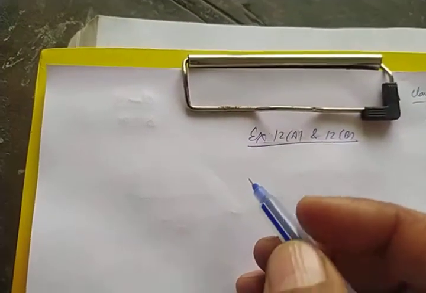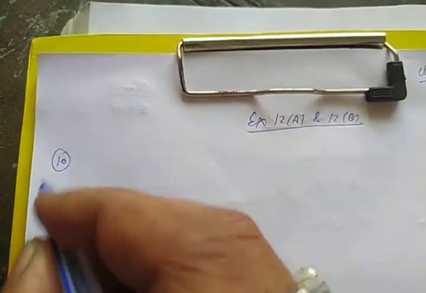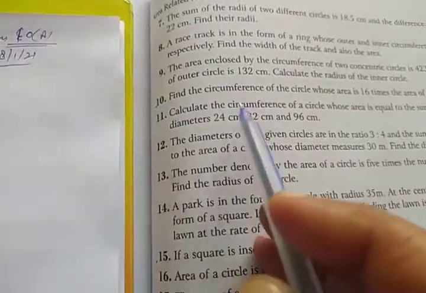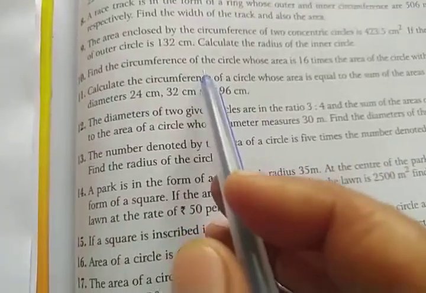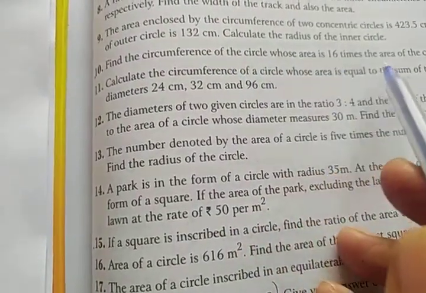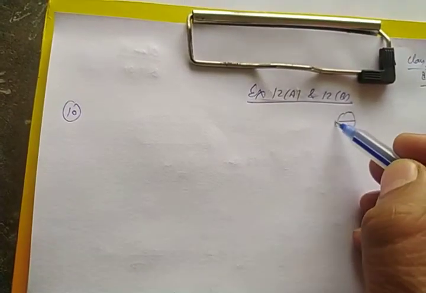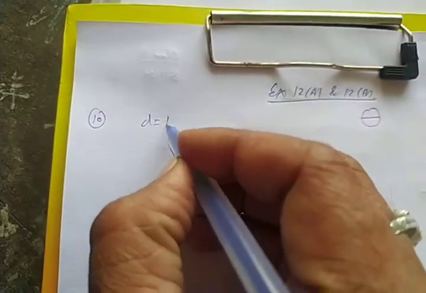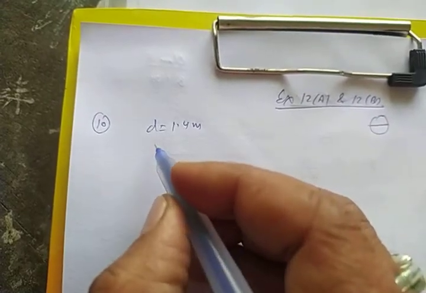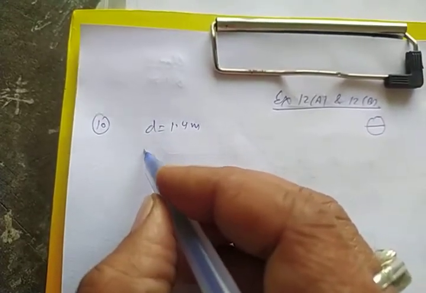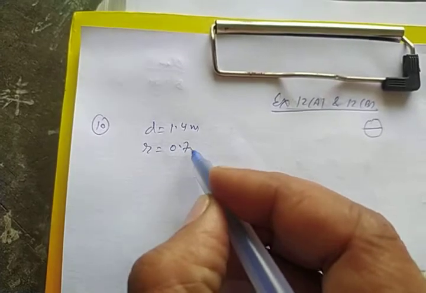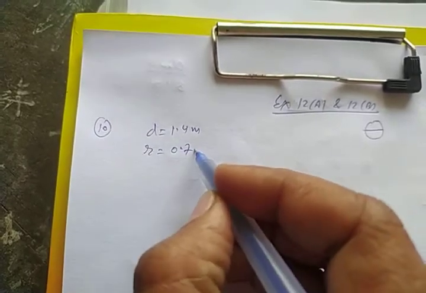Hello children, in Exercise 12 today I will explain question number 10. Question 10 is: find the circumference of a circle whose area is 16 times the area of a circle with diameter this much. It means there is a given circle with a certain diameter, d has been given as 1.4 meter, and r is equal to 0.7, half of 1.4 meter.